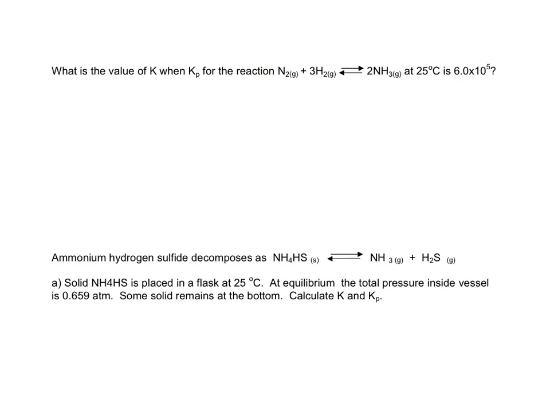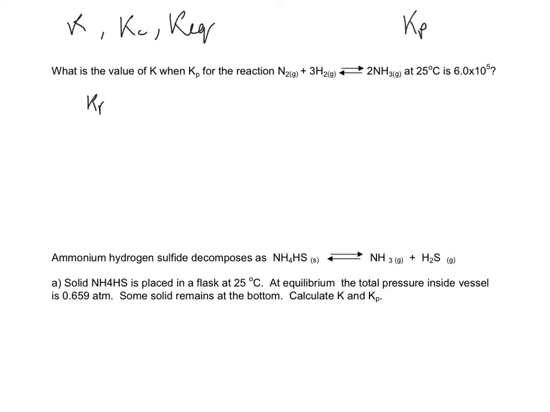So let's try this one here. It says, what is the value for K when Kp for the reaction between hydrogen and nitrogen to yield ammonia at 25 Celsius is 6.0 times 10 to the 5th. That's a big number, so that tells us this product is favored. Whenever you see K or Kc, typically those just mean in terms of concentration. Whenever you see Kp, that means in terms of pressure.